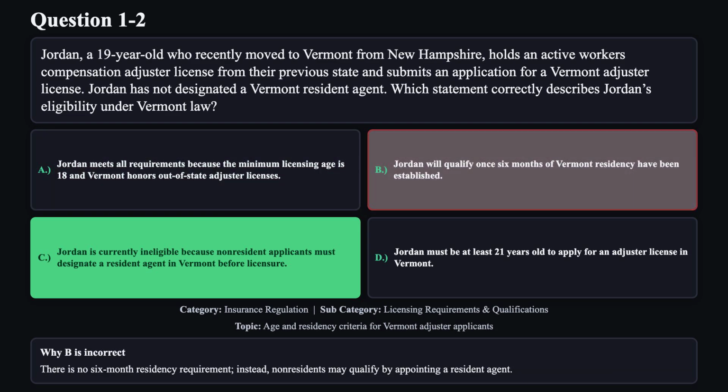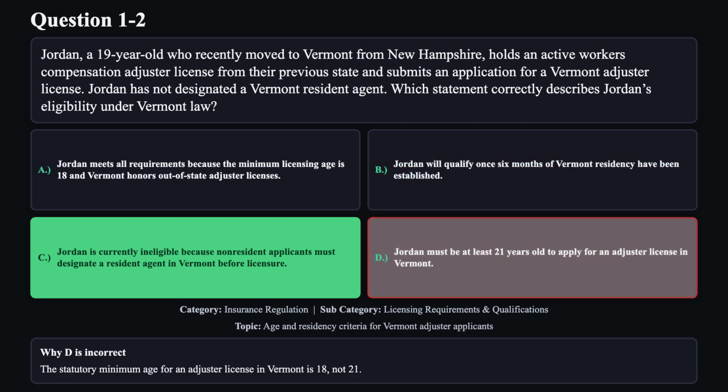Reason B is not correct. There is no 6-month residency requirement. Instead, non-residents may qualify by appointing a resident agent. Reason D is not correct. The statutory minimum age for an adjuster license in Vermont is 18, not 21.